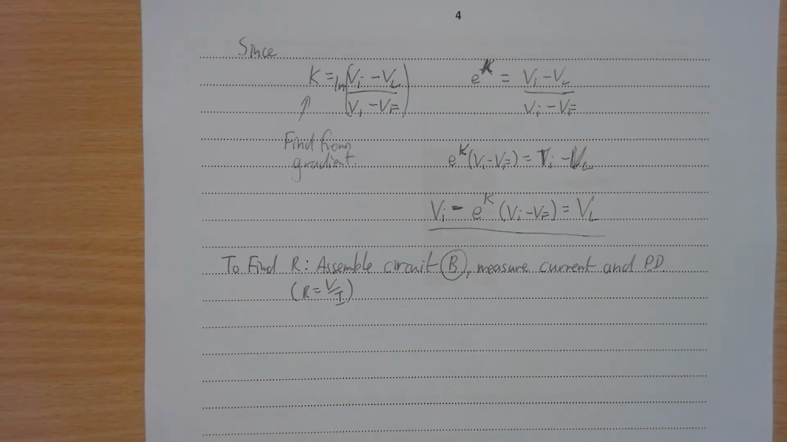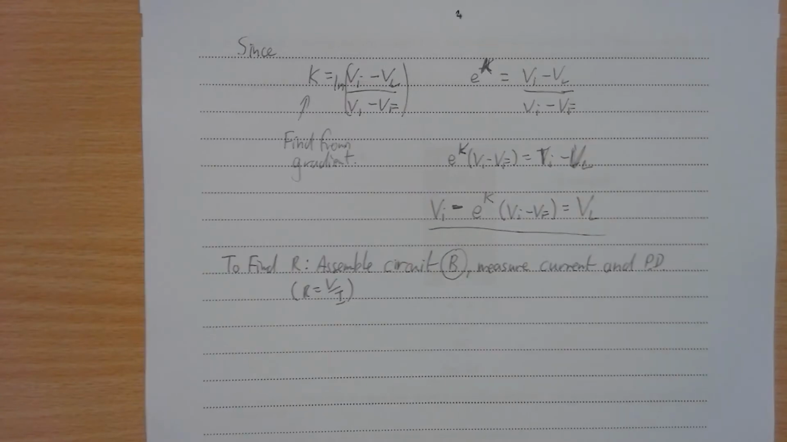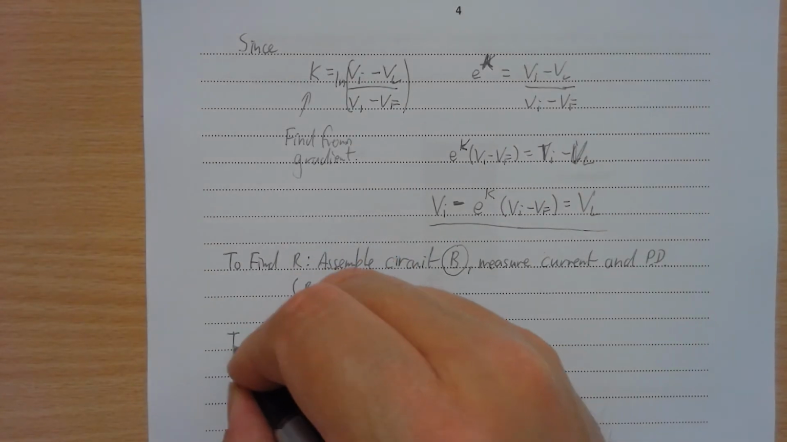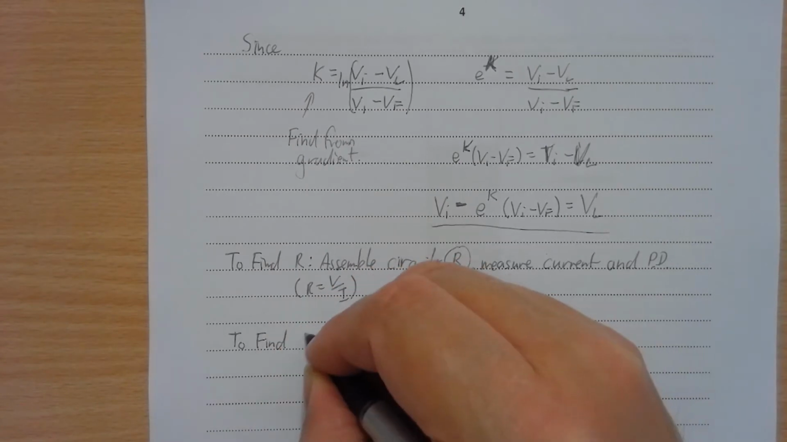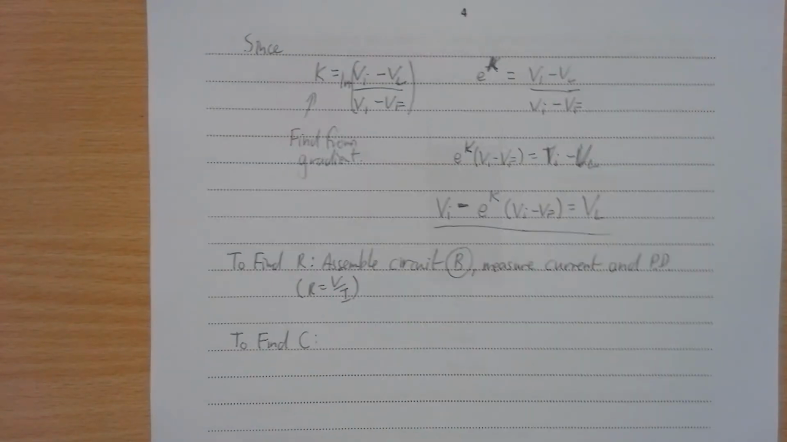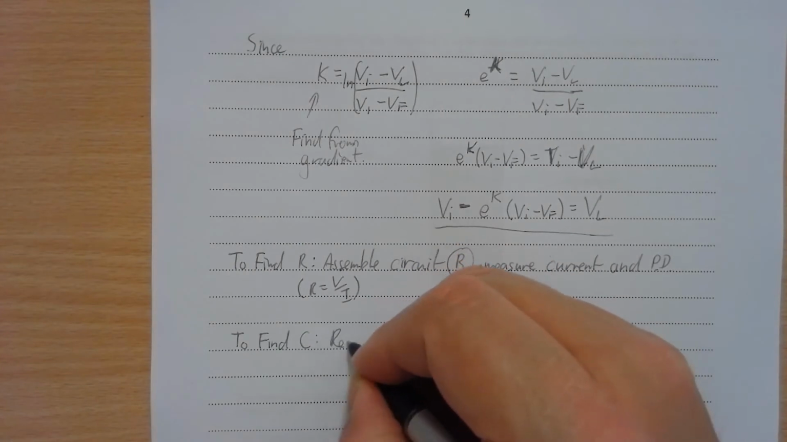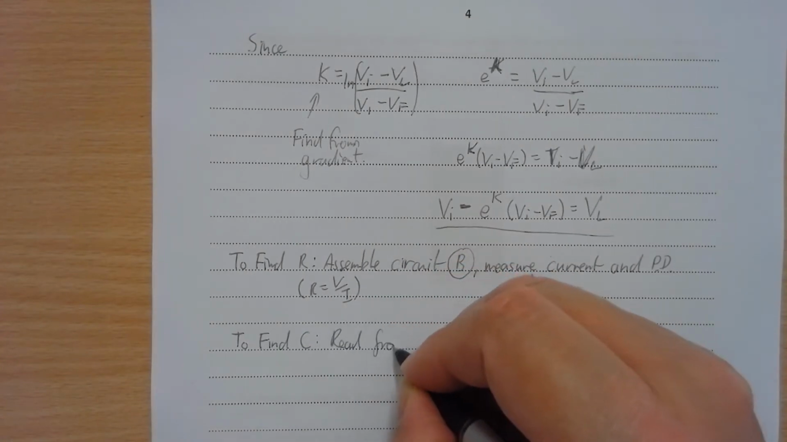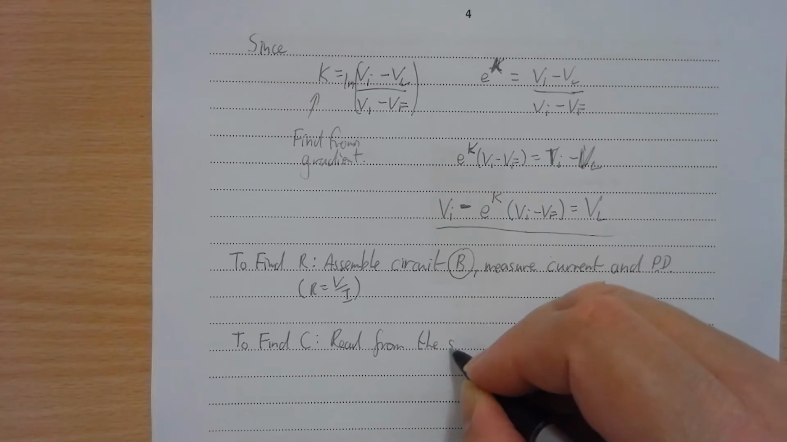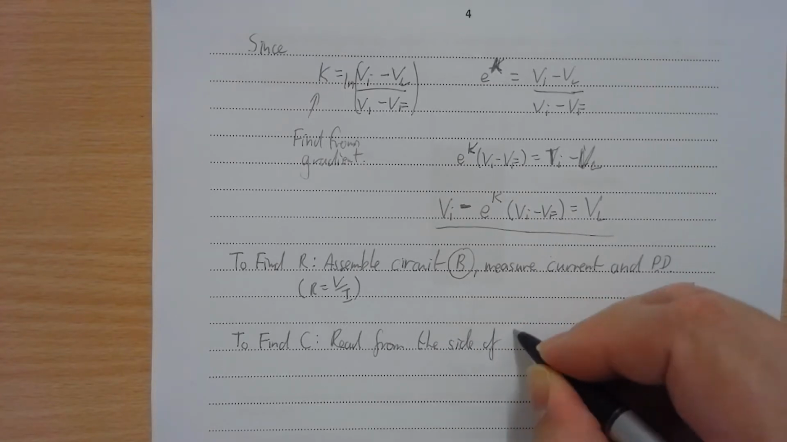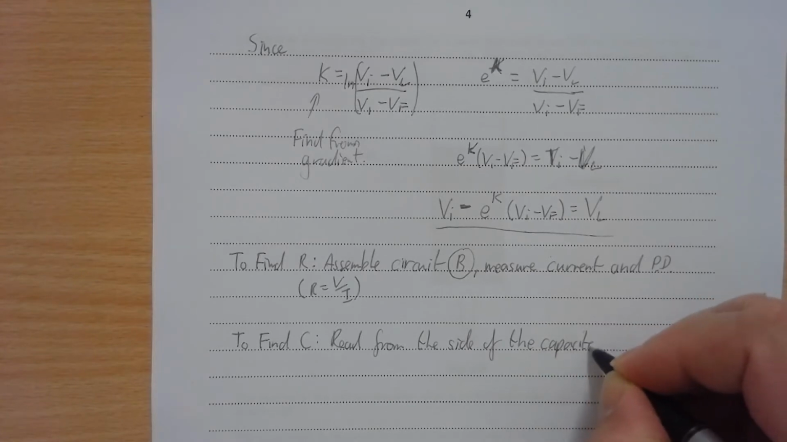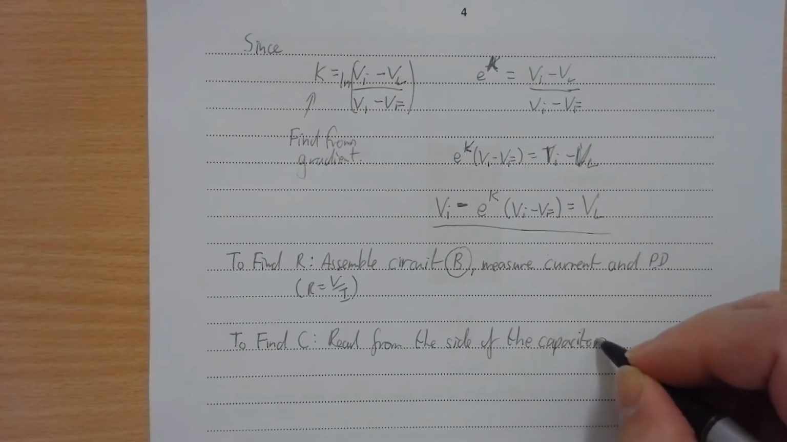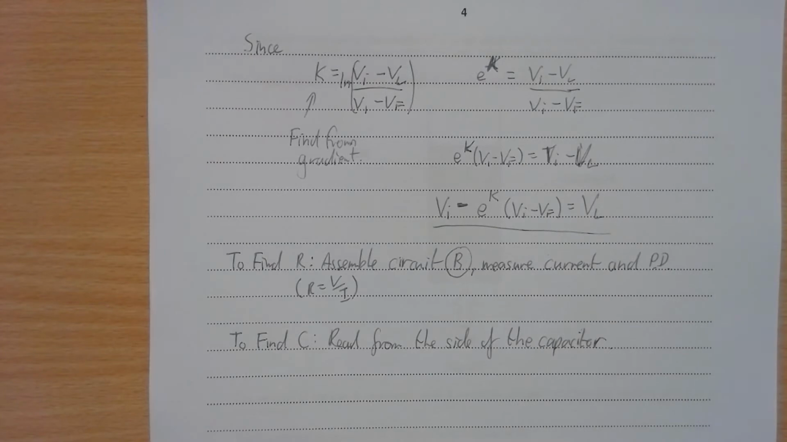What else have we got to find? We've got to find the capacitance. How do we find out the capacitance? Do we do a big discharge? Do we do lots of discharge curves? Is there some special gadget? Nope. We read it from the side of the capacitor. All the capacitors are labelled. So we say how we know it. Okay, we read from the side of the capacitor.